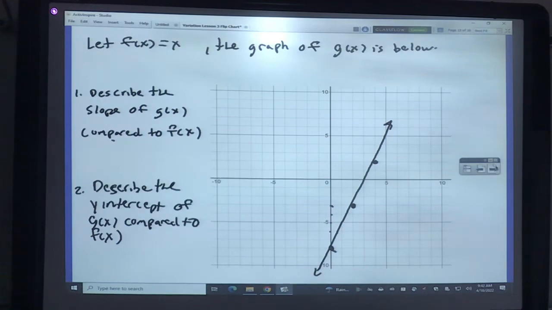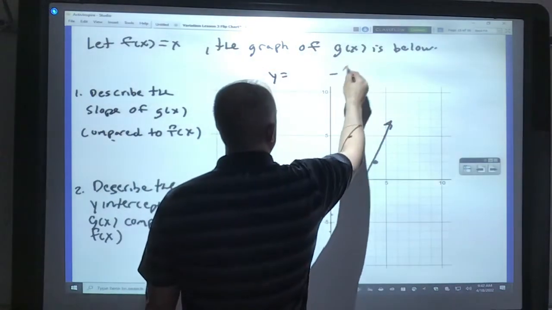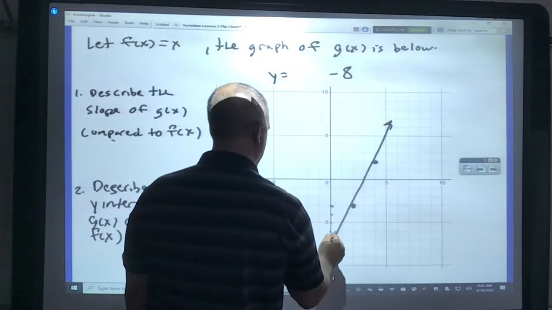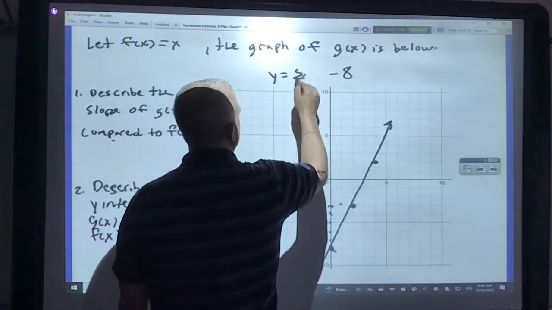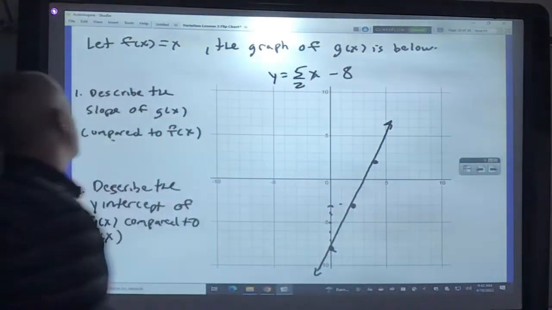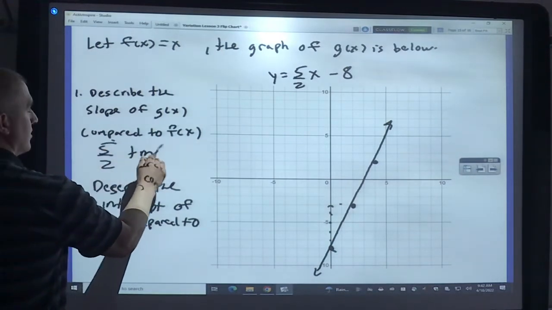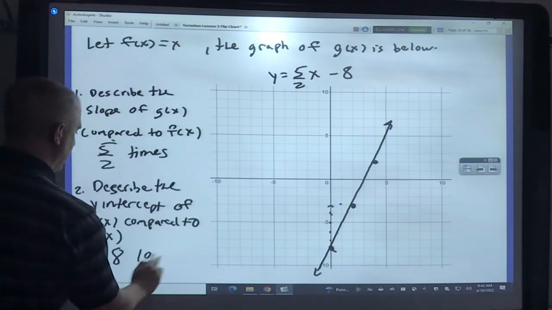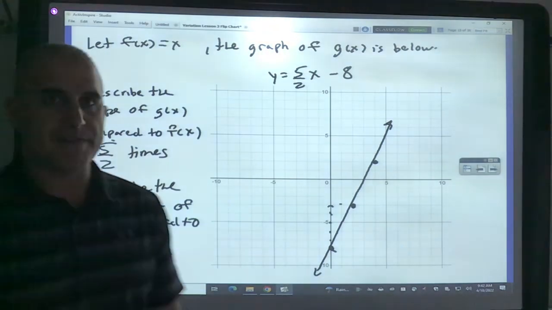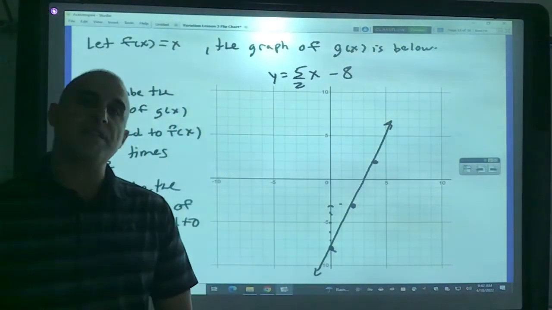Describe the slope in this situation, okay? So what I want to do, we got y equals, this is at -8. This would be up 1, 2, 3, 4, 5 over 1, 2. So 5 over 2, okay? So describe the slope compared to f of x. It's 5 and 5/2 times, okay? Describe the y-intercept, it's 8 less, okay? So it's a little bit of a combination of some things we've done this year with graphing lines and finding equations.